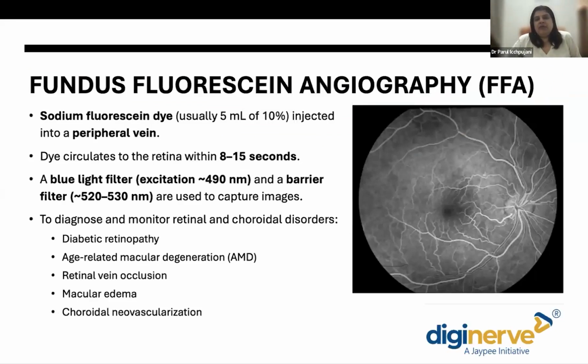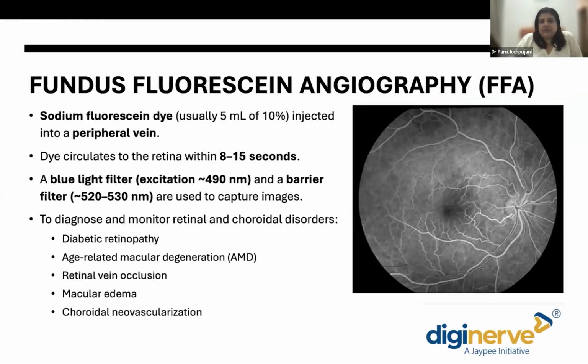Then building upon fundus photography is yet another important test, which is called fundus fluorescein angiography. Now in this, we inject a dye in the antecubital vein. The dye which is used is the sodium fluorescein dye. About 5 ml of 10% of this dye is injected. This dye circulates from the arm to the retina within 8 to 15 seconds. Now, the fundus camera has built-in filters which help us to capture the images.